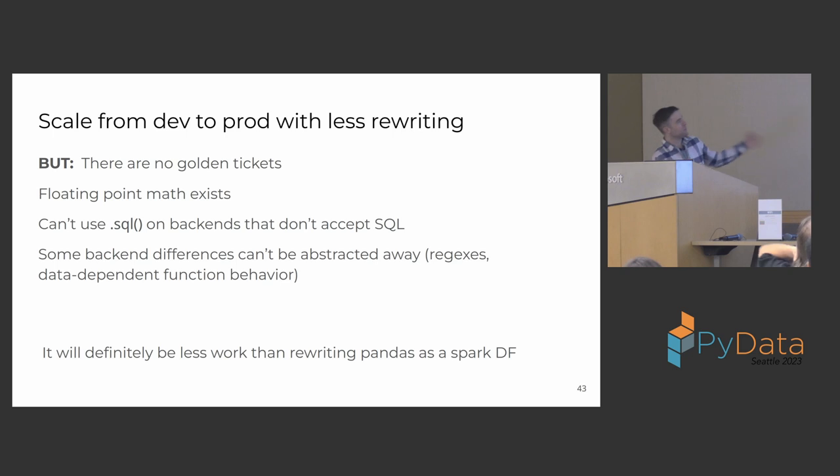Of course, with any piece of software, there are always downsides. There are no golden tickets. Floating point math is a thing that you have to deal with. If you have a parallel execution engine doing a sum across a floating point column, things may end up looking different. You can't use .sql on backends that don't accept SQL. We're not going to magically run SQL on a data frame for you unless you're using DuckDB, because DuckDB does that. And then there are some backend differences that are very difficult to work around or can't really be abstracted away feasibly. Making RE2 regular expressions work with Perl regular expressions is not a thing that Ibis does for you. Overall, though, it will be less work, I think, than rewriting pandas as some other kind of API.